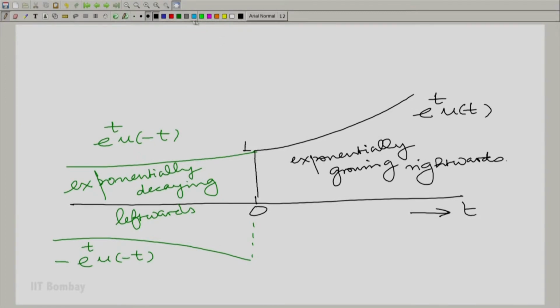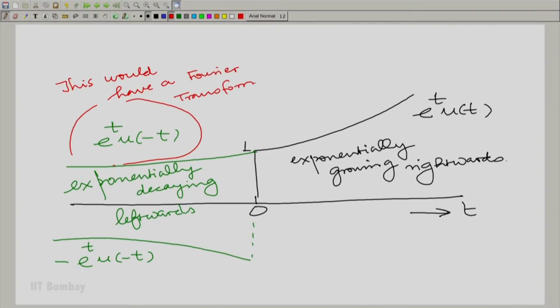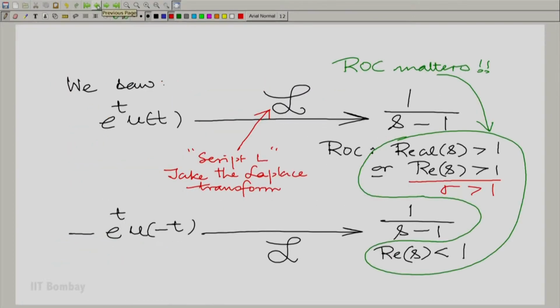Now, you will also notice that this would anyway have a Fourier transform. In fact, the Fourier transform is the same as its Laplace transform, putting sigma equal to 0, or putting the real part of s equal to 0. And in fact, this is also reminiscent of what we have done just previously. In this case, for this region of convergence, the real part of s equal to 0 is included, but here it is not.